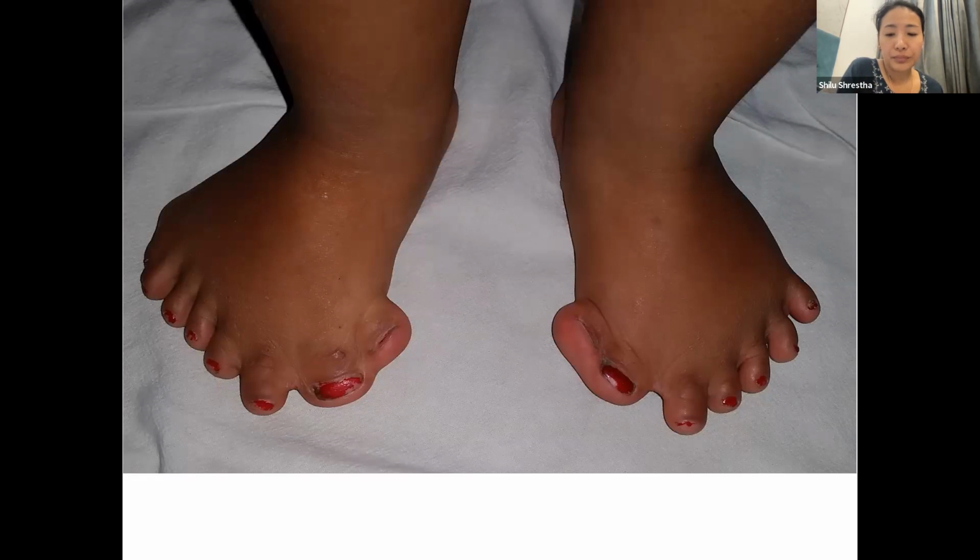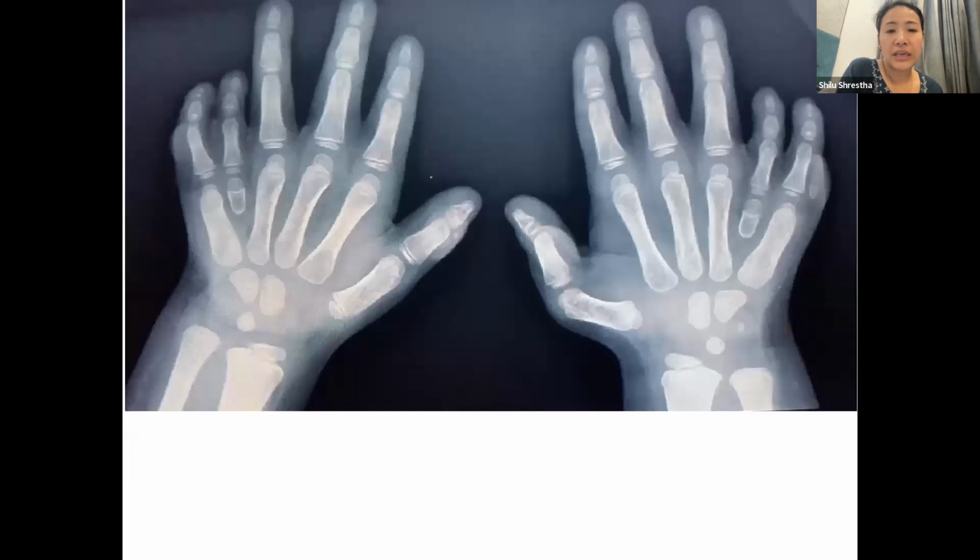So these are her x-rays. I don't know what kind of syndrome it is associated with, and I want to ask the panelists, how would you proceed with the surgery on the hand? Where do you start from, or how do you manage this?